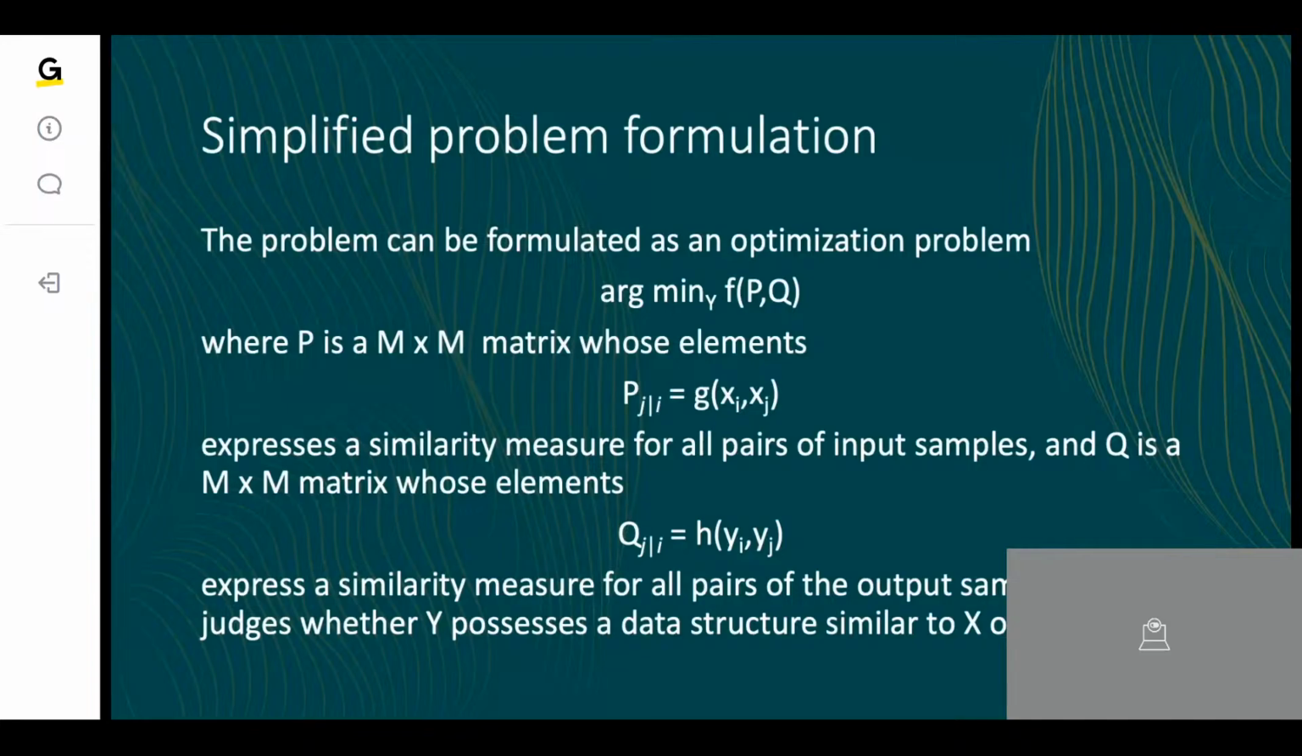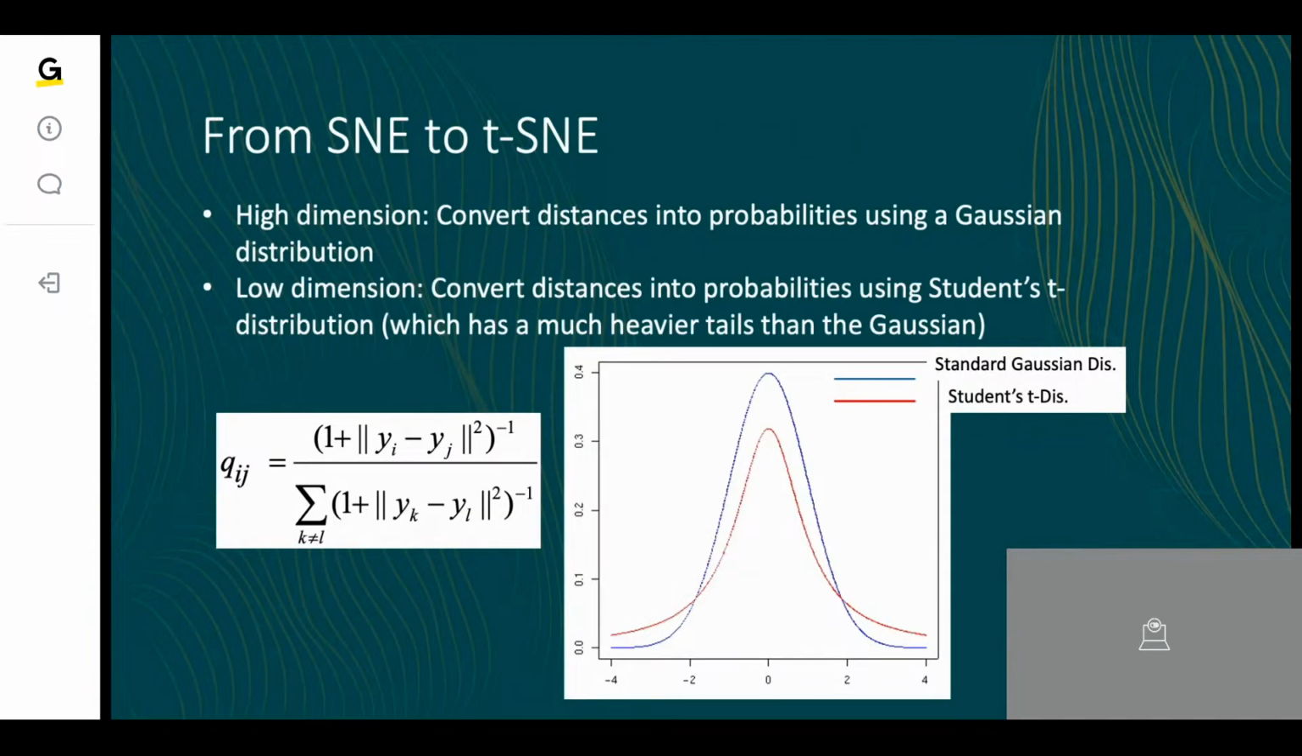And then what you're doing is that you define a metric between the matrix P and matrix Q to make sure that they are similar to each other, right? And coming to how it should look, essentially in the higher dimensional space, it is okay to convert distances into probabilities using a Gaussian distribution, whereas in the lower dimensional space, it is better to convert distances into probabilities using a student's t distribution.